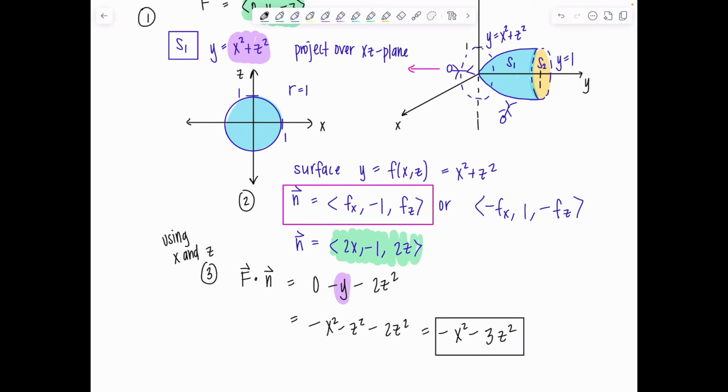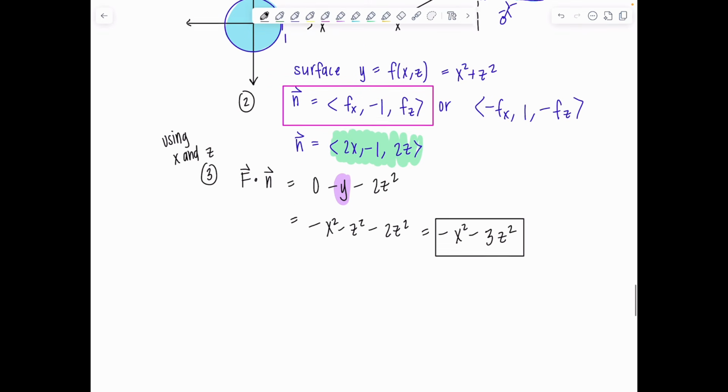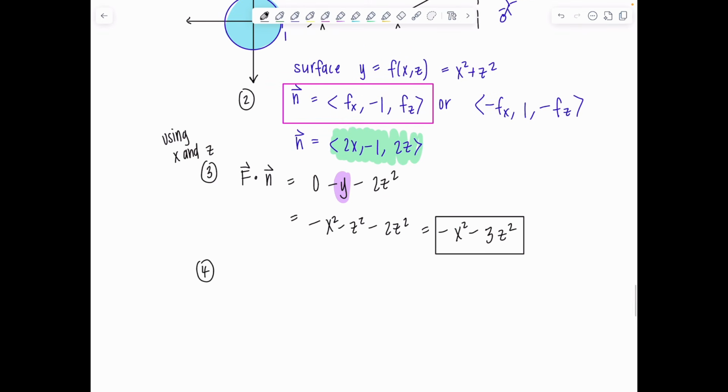Perfect. Okay, set it up. Here we go. So for flux 1, I'll say the surface integral for surface 1, F dot n dS, would be the double integral over D1 of negative x squared minus 3z squared dA.